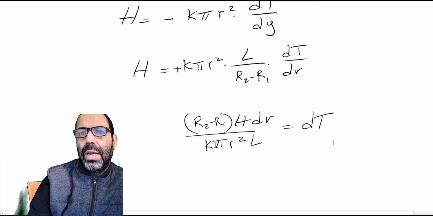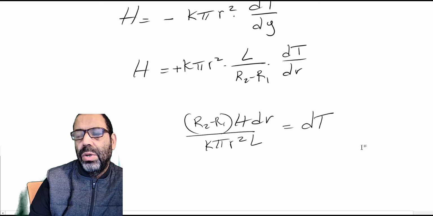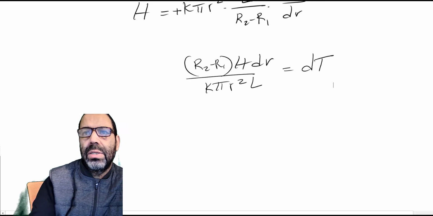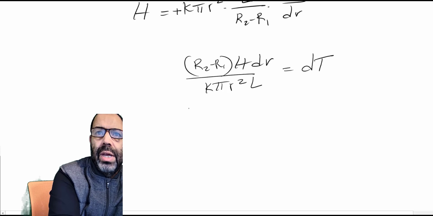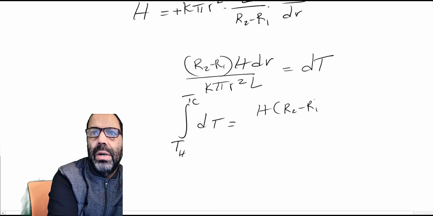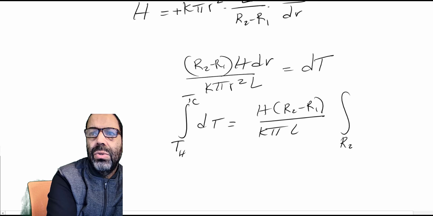R2 minus R1 and H and K pi, pi and L, they are all constant. H is constant for the fact that the heat current is constant because it's going at a constant rate. So everything else is constant with the exception of R and T. So the integration from T hot to T cold of dt is equal to, again, H times R2 minus R1 divided by K pi L, the integration from R2 to R1 of dr over r squared.